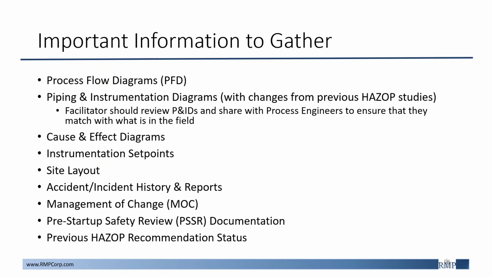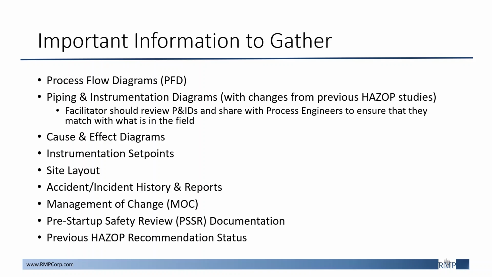The information that should be gathered should always be the process flow diagrams and piping and instrumentation diagrams. These pieces of information provide the facilitator with the necessary resources to develop the nodes and eventual pre-causes of the process.